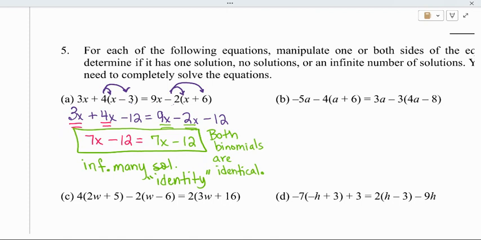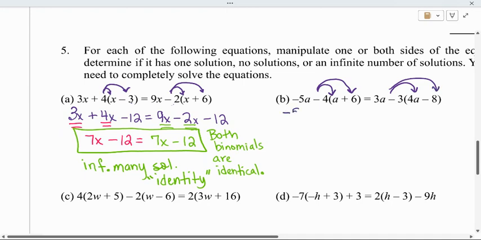All right. Example B. What are we going to do? We're going to distribute. All righty. Negative 5a. Negative 4 times a is, yes, ma'am. Negative 4 times 6. Negative 24. And then on the right side, 3a. What is negative 3 times 4? Negative 12. So negative 12a plus 24.